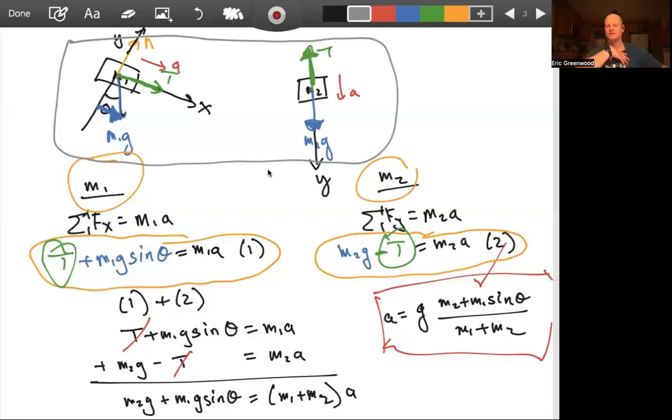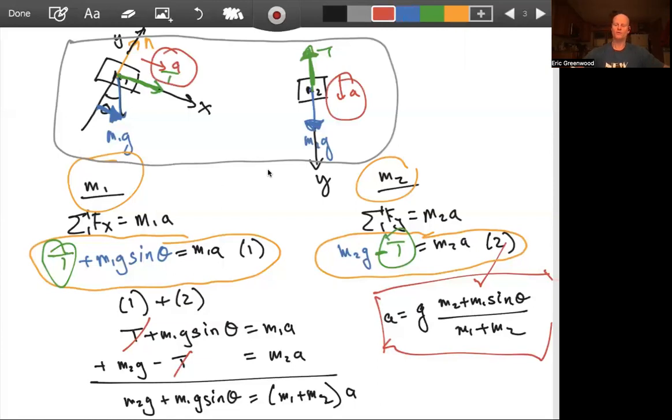But as far as we're concerned, all that means is that the acceleration of each one of the objects has to be exactly the same until they come apart. Once they're no longer connected, then they can feel different accelerations, which will happen. So that's Newton's third law.